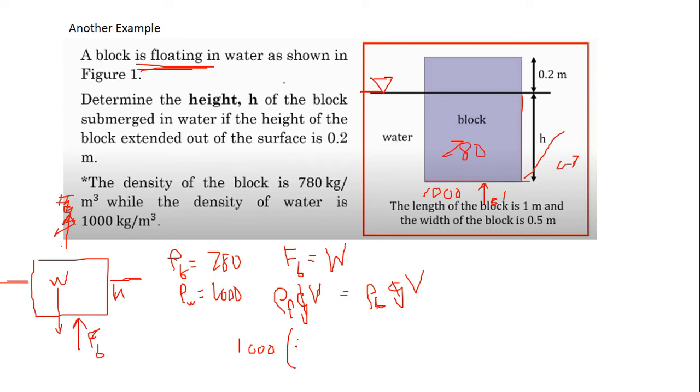1 times 0.5 times H. Right? Because that is the part we are interested in. Okay. Correct? And this is equal to the rho of the block, which is 180 times V. Okay, what is this V? V for the block.